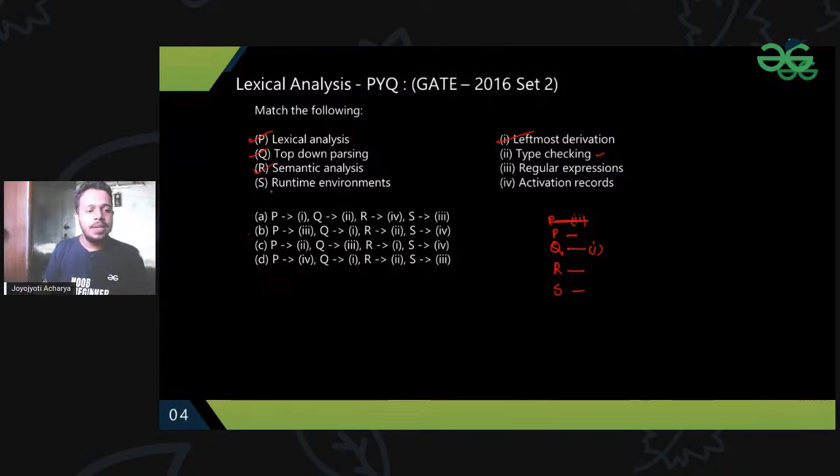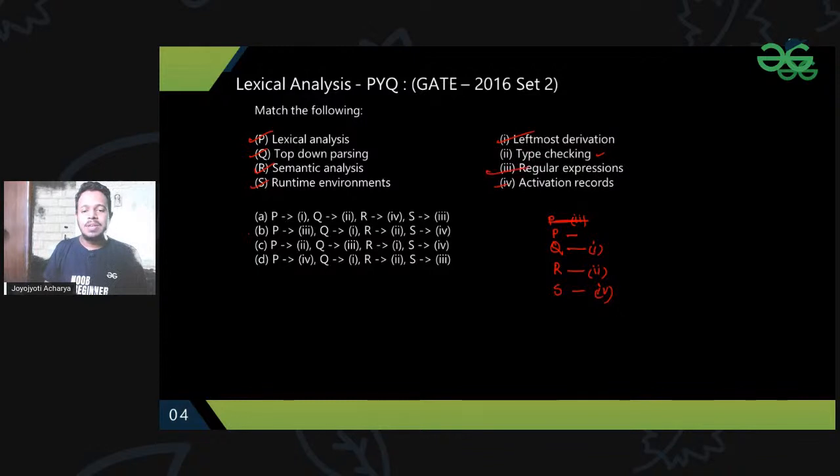Then in the semantic analysis, here we check the type checking. That is what I was missing. In the semantic analysis, we do the type checking. We can understand whether it is an integer or float or boolean or whatever. So R is associated with 2. Anyway, in the runtime environment, this option is available, the activation record. This is nothing but the stack, which records all the activated parts. So the activation record is associated with runtime environment.